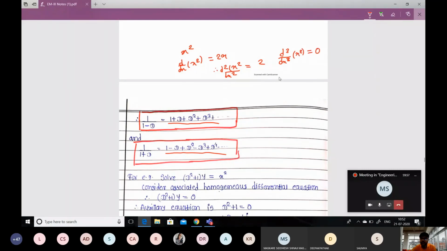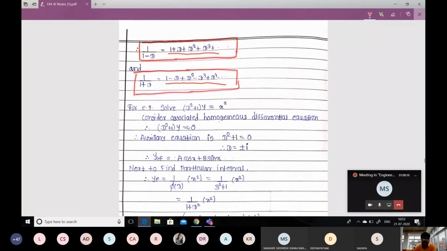So somewhere the process is going to terminate, and that's why we are taking 1 plus D square plus D cube. Somewhere it will give us 0 and the process terminates there. And that's why we are writing the inverse in terms of this differential operator, 1 plus D square, D cube, like that. Okay, so let us see one example so everything will get clear.